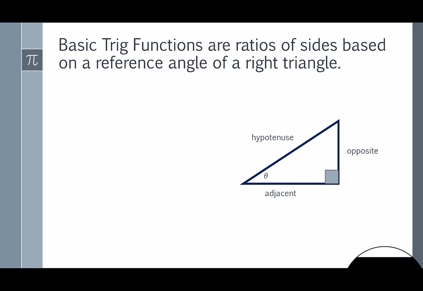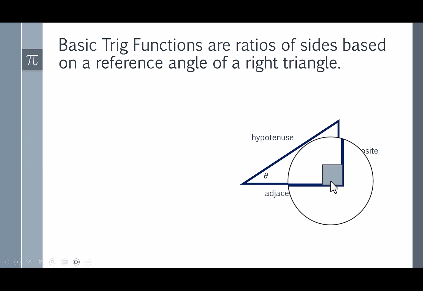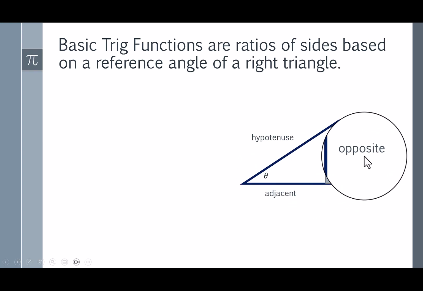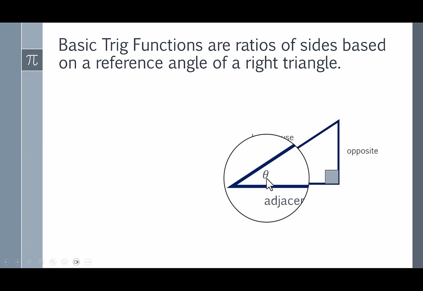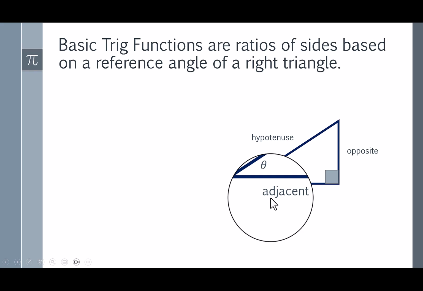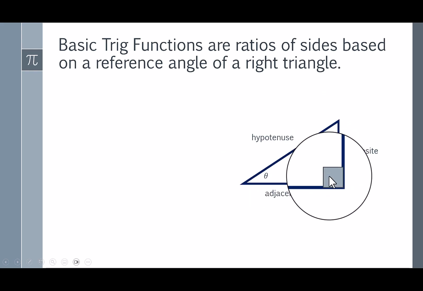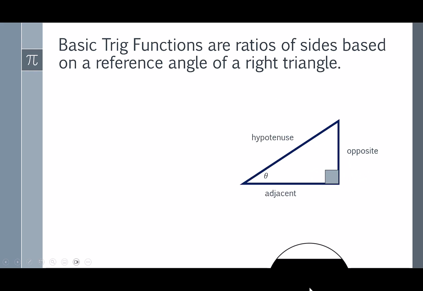Let's talk about the components of our triangle. You can see our right triangle, and theta is our reference angle. Across from theta, we have a side that we call the opposite. Beside theta, we have a side that we call the adjacent. The longest side, which is across from the 90-degree angle, is called the hypotenuse.